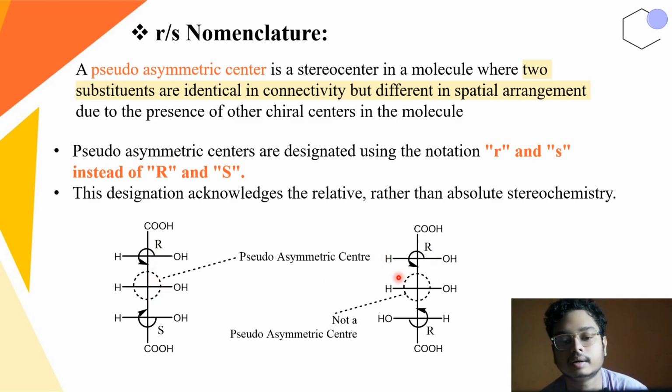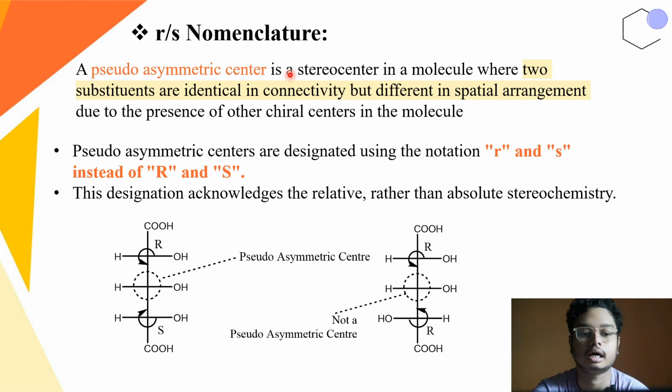But here both groups are identical, and these two chiral centers have the same configuration. That means this particular center is not a pseudo-asymmetric center. And how do we name pseudo-asymmetric centers? They are designated using the notation of small r and small s instead of capital R and capital S. This designation acknowledges the relative configuration rather than absolute stereochemistry. You have to understand that this small r and small s nomenclature is the relative configuration, not the absolute one.